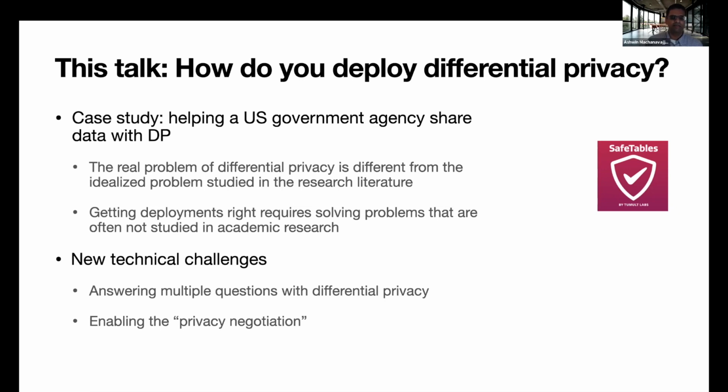The two high-level takeaways are, first, that the real problem of differential privacy is pretty different from the idealized problem that is studied in the research literature. Usually when you move a problem from academia to industry, the problems are different because there are a lot of engineering and technical challenges that we may not consider in research. But in this case, it's not just that. Getting deployments right requires solving problems that are often research worthy, and they're not often studied in academic research because we don't do enough of this. If there is time, I'll try to highlight a couple of new technical challenges that I think are interesting, and then I'll conclude.